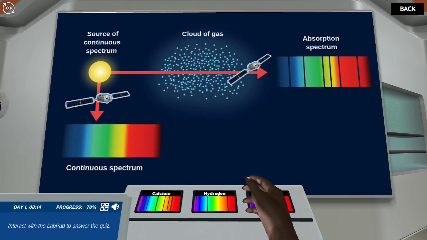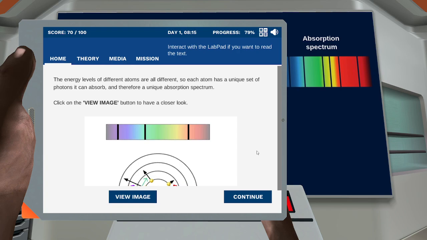The black lines in the spectrum are the wavelengths of light that were absorbed by the electrons in the gas cloud. Electrons can only absorb some of the photons, those with the exact wavelength that gives them the energy to jump to a higher energy level. The energy levels of different atoms are all different, so each atom has a unique set of photons it can absorb, and therefore a unique absorption spectrum.